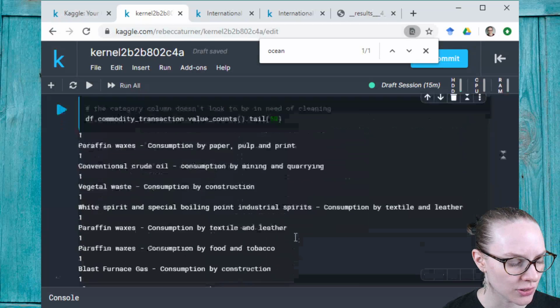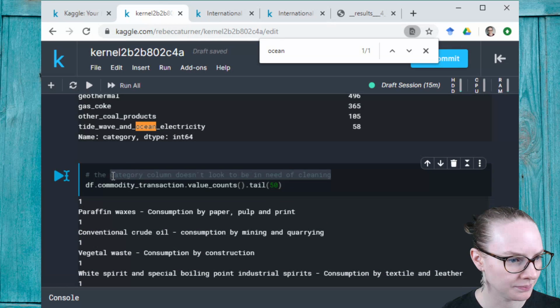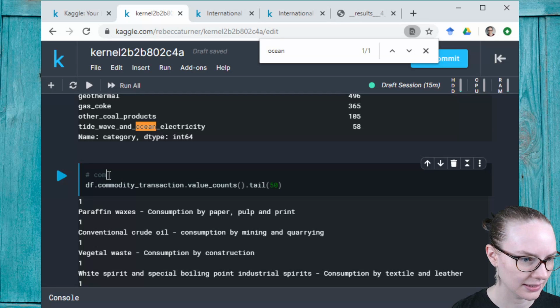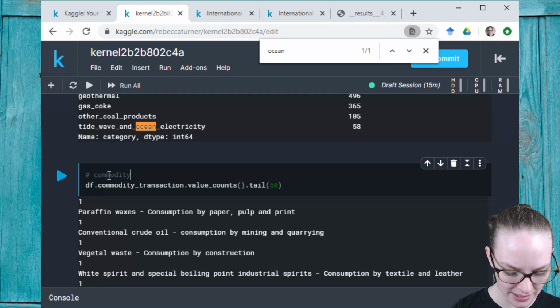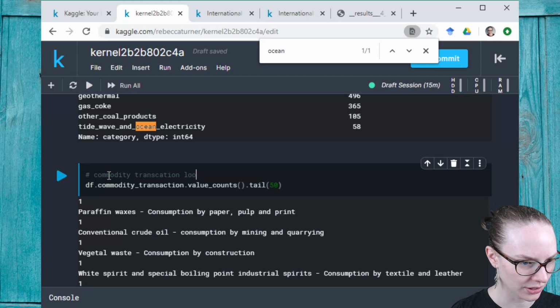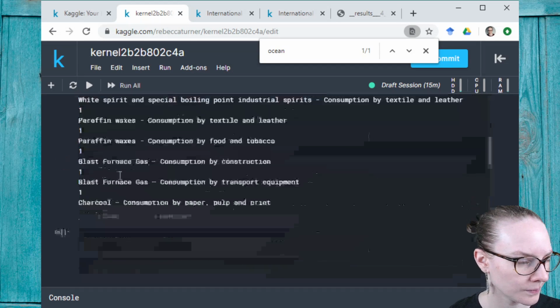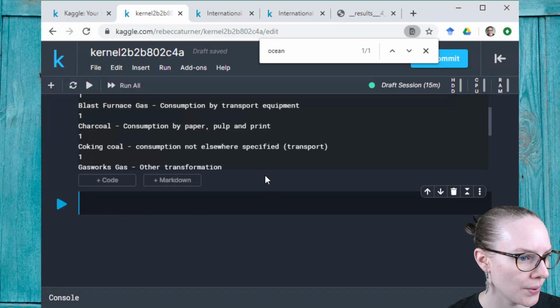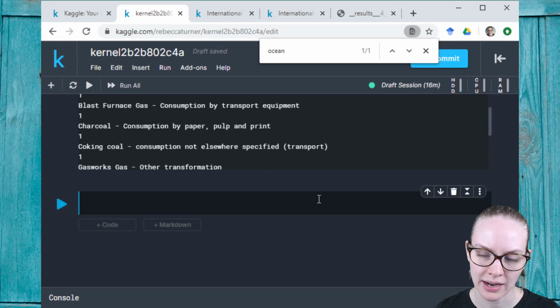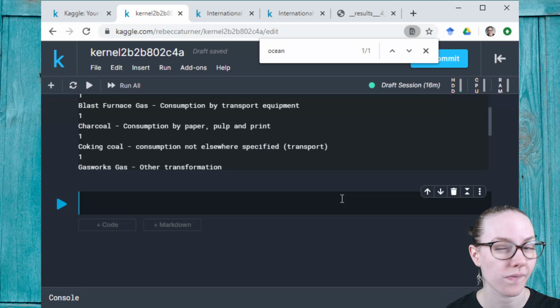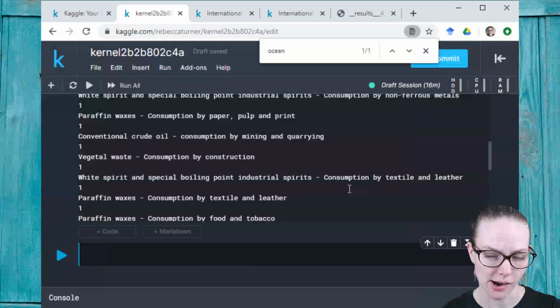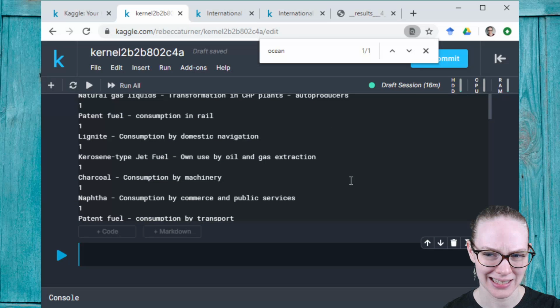So the next thing I'm going to do is go through, and commodity transaction looks to have multiple pieces of information in each row. So the thing that I want to do now is find out the maximum number of dashes per row. Yeah. How should I do that?